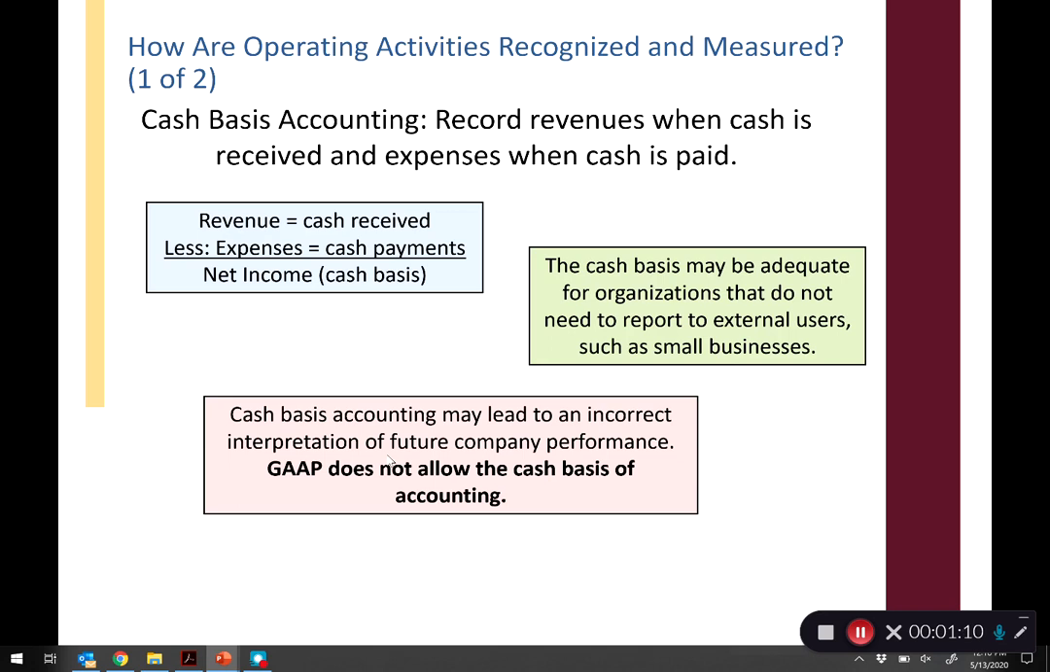We can easily manipulate our income simply by not paying our expenses until the next month. That'll make the income for the current month look better. We can entice customers to prepay for items that they're going to buy in the future to make our income look better in the current period. So it really is not the best way for companies to make decisions and to inform their users of their profitability. And that's why GAAP does not allow for cash basis accounting.